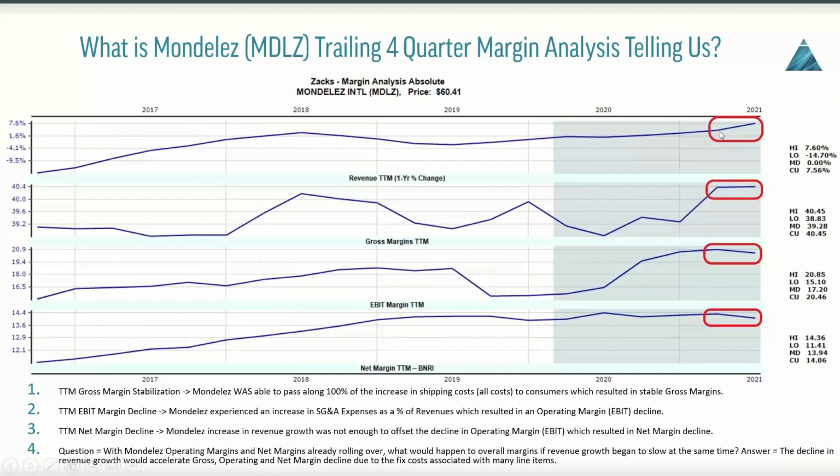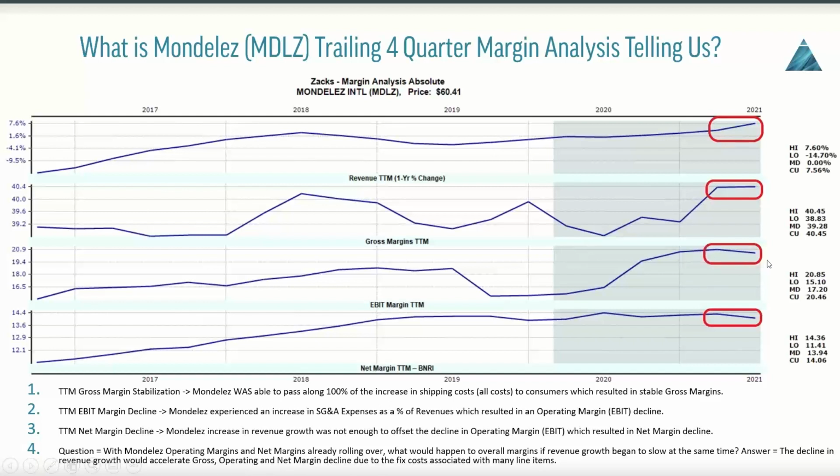And so what this is basically telling us is because they were able to keep their margins straight or flat or stable, as I like to say, that Mondelez was actually able to pass along 100% of the increase in shipping costs to consumers. And that is what literally drove this stabilization in gross margins, okay? So the question is, how much longer can Mondelez continue to do that, right?